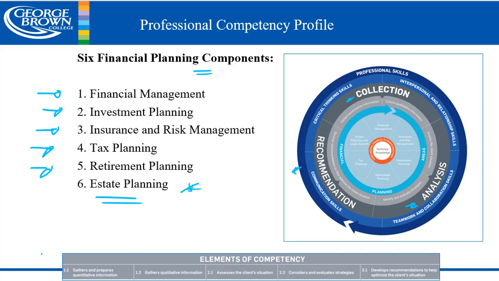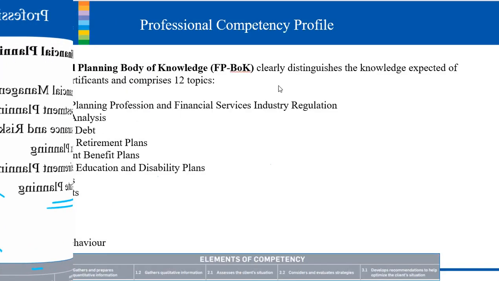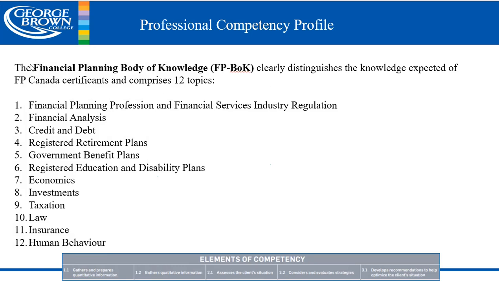If we look at that in a little bit more detail, here we have the collection where we gather and prepare quantitative information. We gather qualitative information. Then we start to assess that information. We assess the client situation and we consider and evaluate different strategies. We put it all together, and in the recommendation, we develop recommendations to help optimize the client's situation. So that's the competency profile.